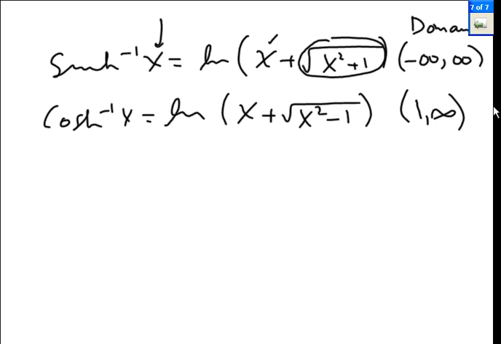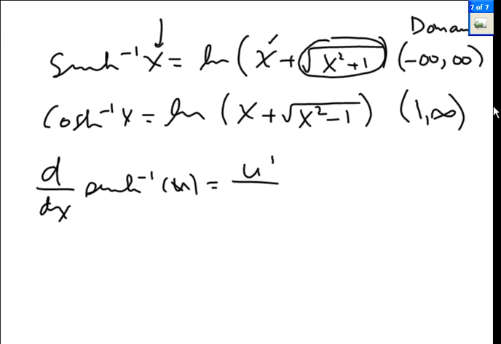And there are 4 others. There's 6 in total. Now, things you should know is the derivative of these hyperbolic inverse functions. Say this one. This is u prime over, see if I remember, yeah, the square root of u squared plus 1.